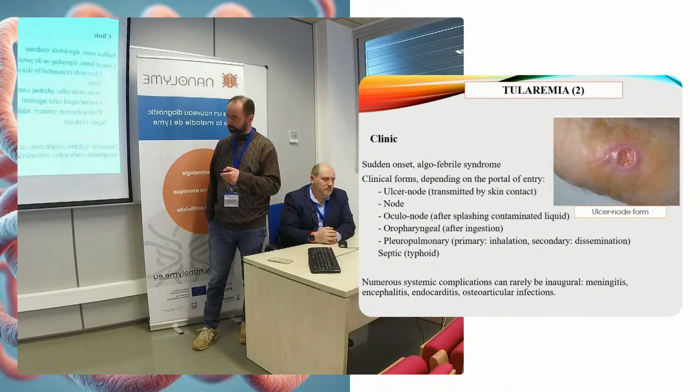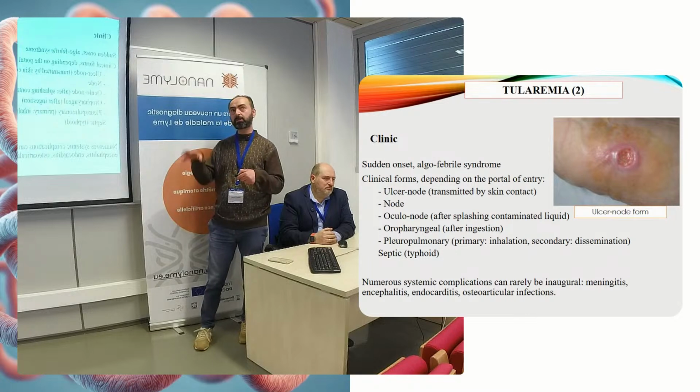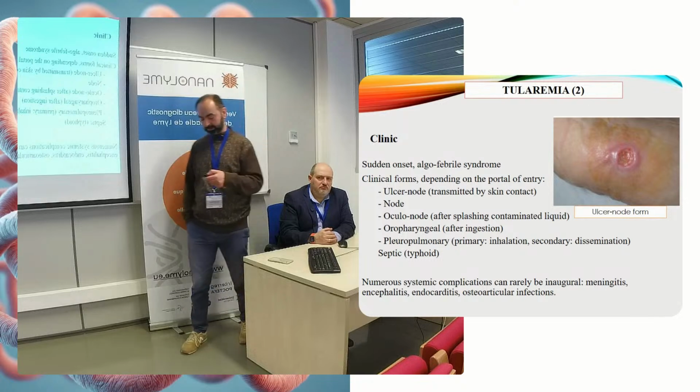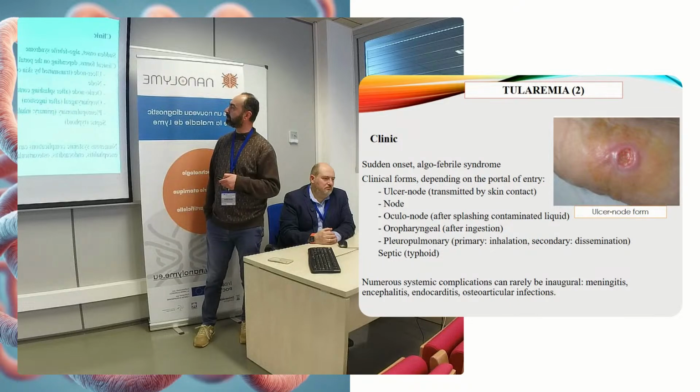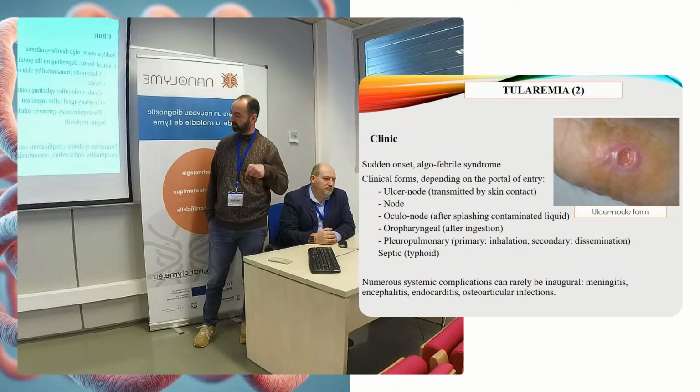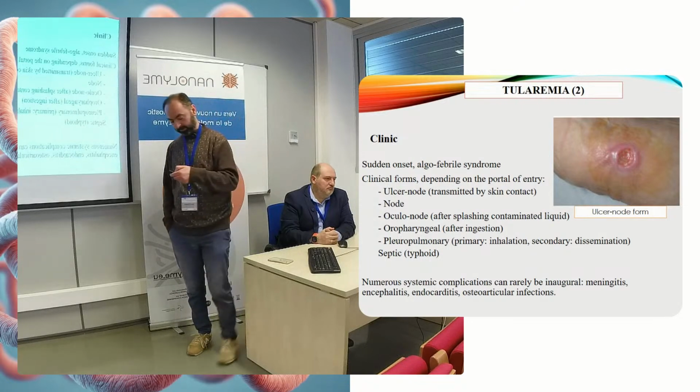The clinical presentation. If there is local contamination, we have the form called the ulcero-glandular form, with an ulceration and a satellite node in the region. And in this disease, we can have other manifestations like pulmonary infection and dissemination and septicemia. And if there is septicemia, we can have a cardiac, neurologic, or articular localization.